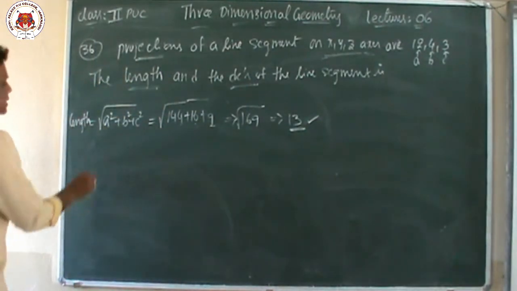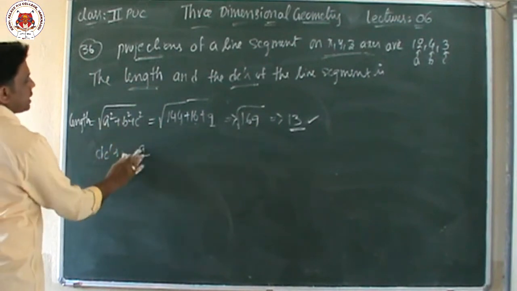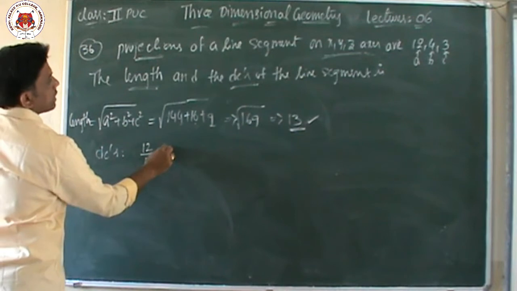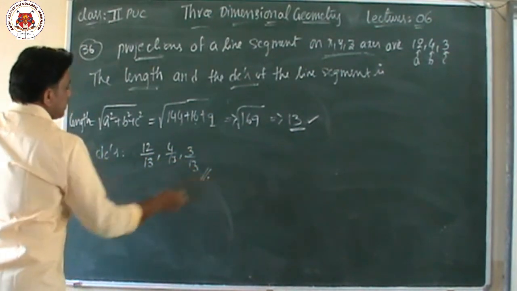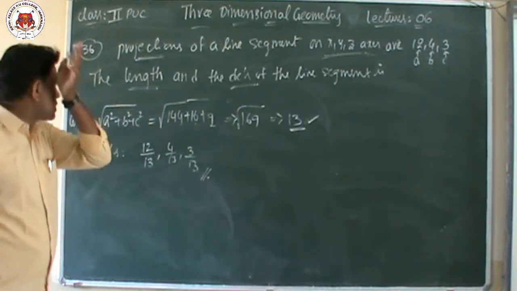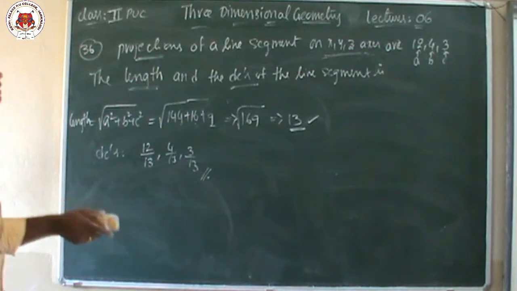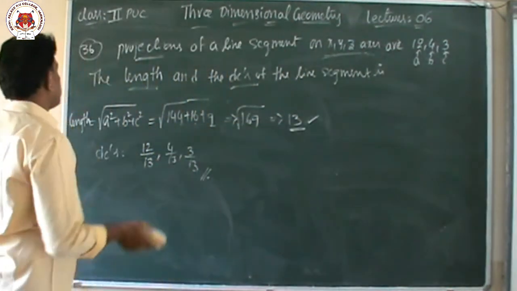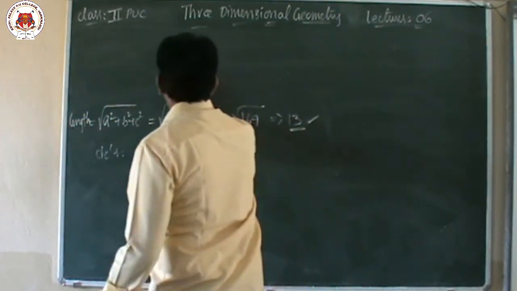And for the DCs, you divide each DR by the length of the line segment. So what is the first DR? 12 by 13. Next one is 4 by 13. Next one is 3 by 13. That's it. These are called the DCs, and this is the length of the line segment. This is the answer. One more time I am repeating: the projection of a line segment on coordinate axes is always the DRs. Now we will go to the next question, the 37th question.